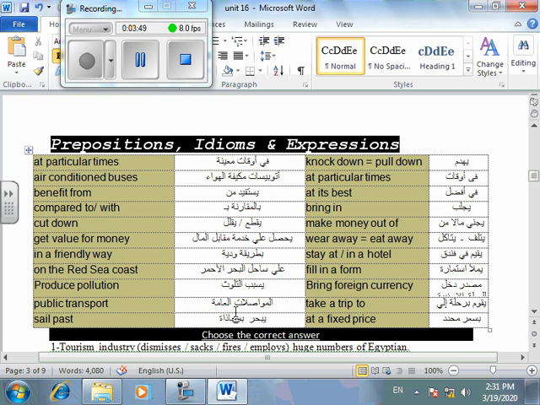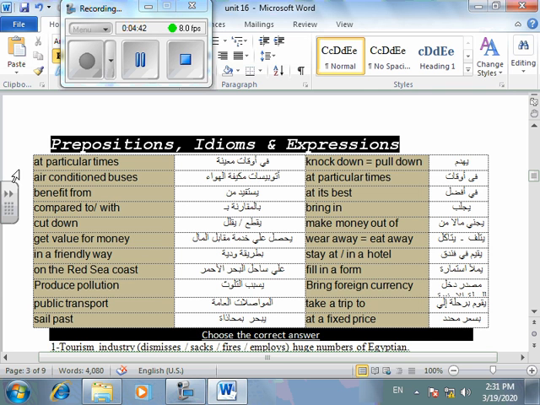Now let's move to some important prepositions and idioms and expressions mentioned in the text. At particular times. We go to school at particular times. Air-conditioned buses. Tourists prefer to travel by air-conditioned buses. Benefit from. All students benefit from their schools and teachers. Compared to, compared with. Cut down means reduce. Get value for something, for example, for money. In a friendly way. He said good morning in a friendly way.